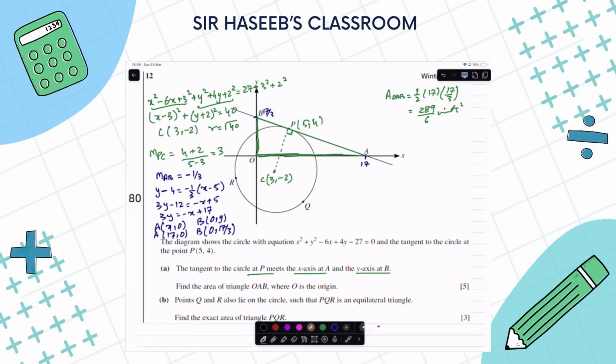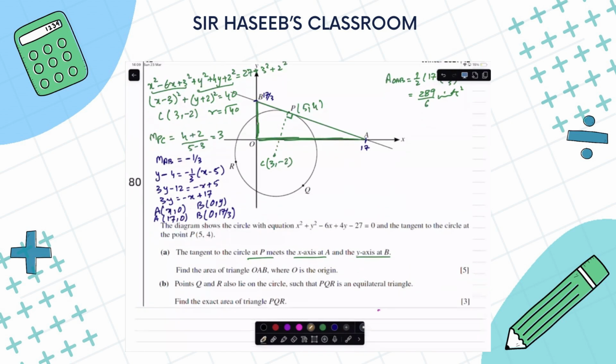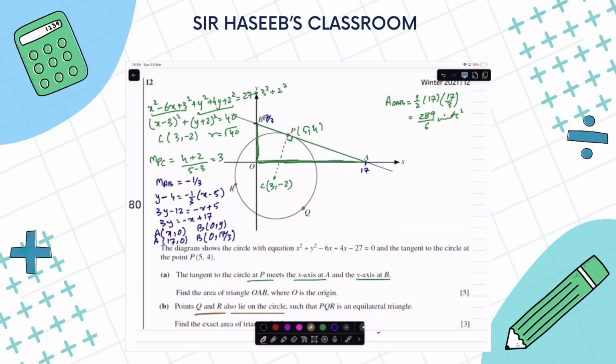Okay, then it says point Q and R also lie on the circle. Q is over here. Oh, wait, sir. To calculate the area for OAB, we could also find the distance from AB and then use the height, which is root 40, the radius. No, actually, root 40 is not the height. Oh, it's OAB. I thought it was also, okay, no.